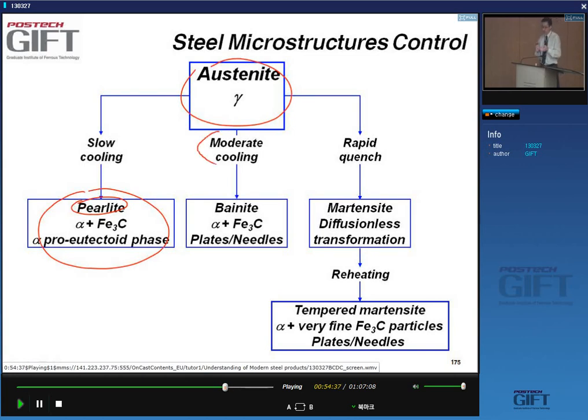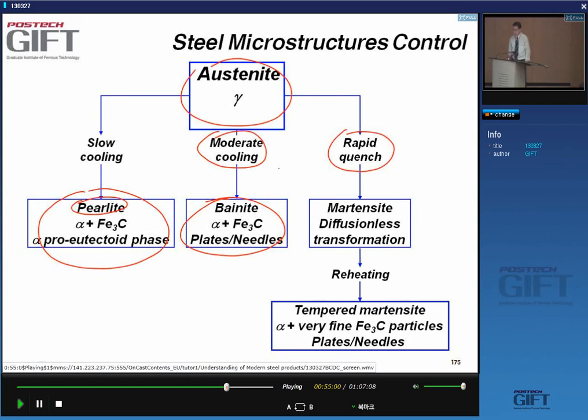If we do moderately fast cooling, we get bainite. Again, I remind you of the fact that the bainite transformation occurs in a situation where you have no substitutional element diffusion, but interstitial element diffusion, so there is carbon diffusion. And then if we do rapid cooling, we have a transformation where there is absolutely no diffusion. In this case, very often, we need to regain ductility and toughness by reheating, and this reheating is called tempering.